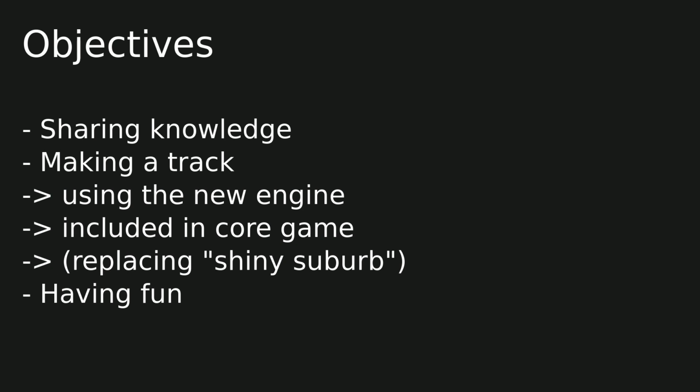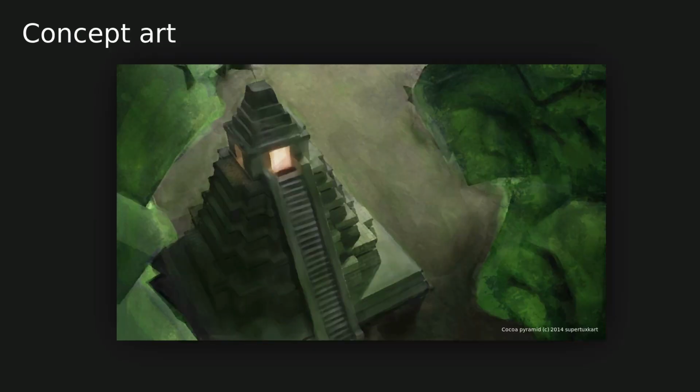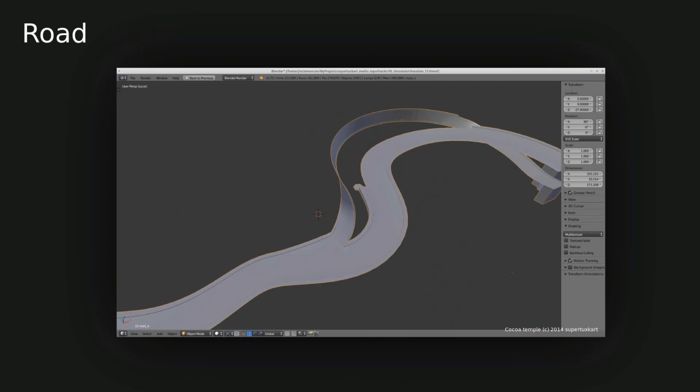Now, there are some steps to make a track. Each step will be covered by at least one tutorial. I won't describe each step in detail, but here is a quick overview. So you have the concept art. The concept art is the step where you gather ideas and you put them together. And in this case, you have the pyramid that's in Cocoa Temple.